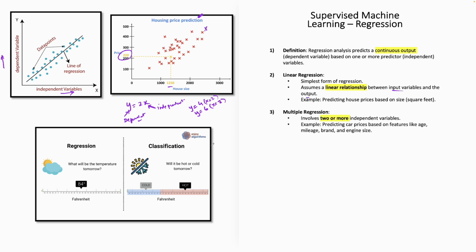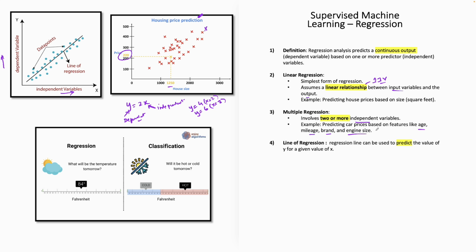Then we talk about multiple regression. Remember, in linear regression you have only one independent variable, but in multiple regression, it involves two or more independent variables, right? Let's say you have to predict the car price based on features like age, mileage, brand, engine size. So there are a lot of other features being added to it. That's why we call it multiple regression, which involves two or more independent variables.